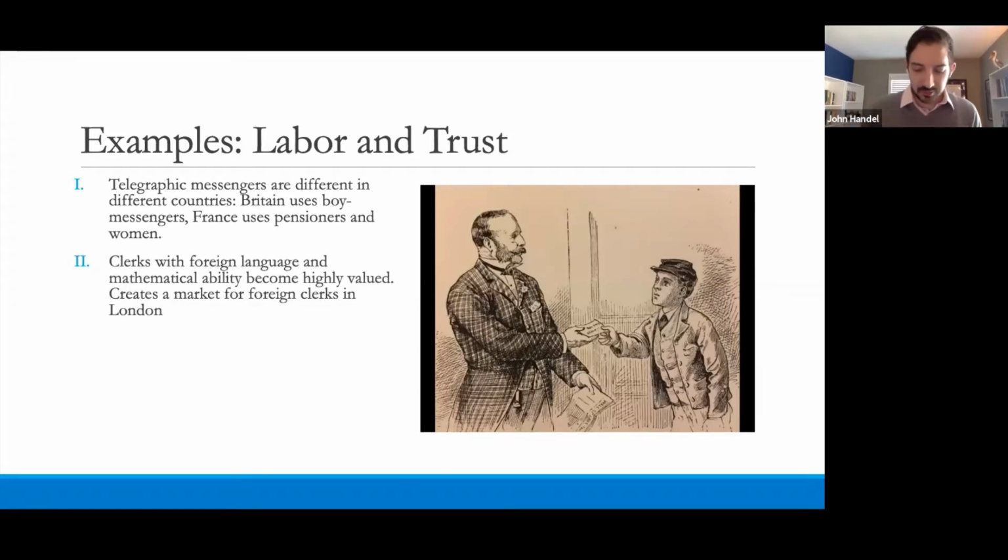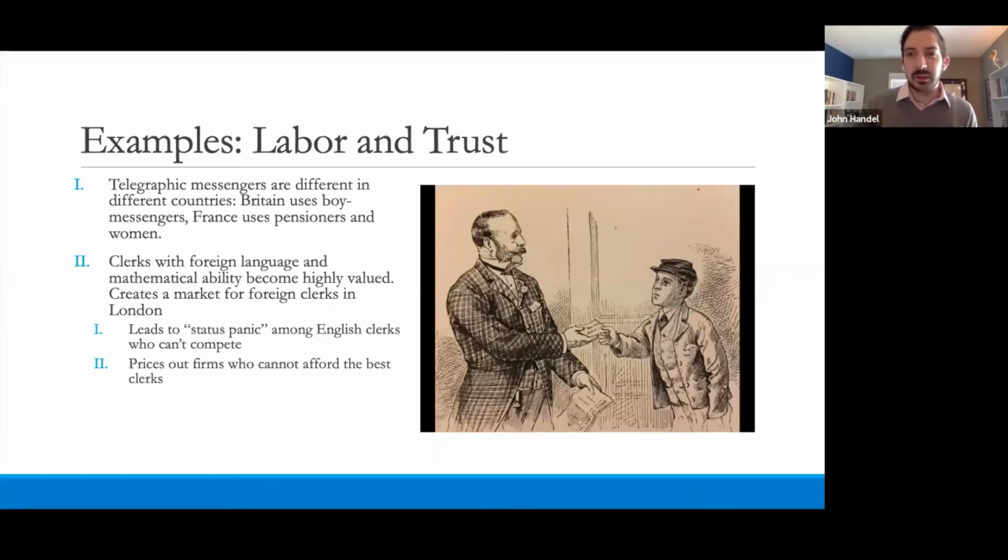Clerks are also the other extremely important part of this. In order to conduct arbitrage in the late 19th century, you need to be able to speak with people in other countries. So foreign language ability is deeply important. And you also have to be very mathematically adept. You have to do currency conversions on the fly. You have to calculate the cost of cables as you're trying to think about whether an arbitrage transaction is profitable or not. And so there develops a large market in London for highly skilled foreign clerks, which creates status panic among English clerks who think they're being pushed away by the fact that firms are hiring huge amounts of German and Dutch and Swiss clerks.